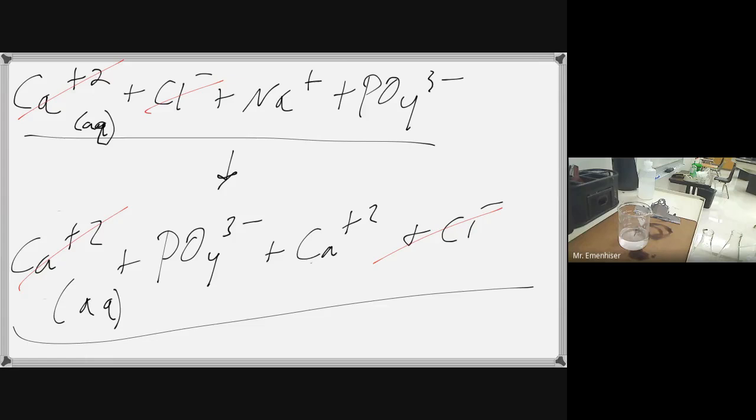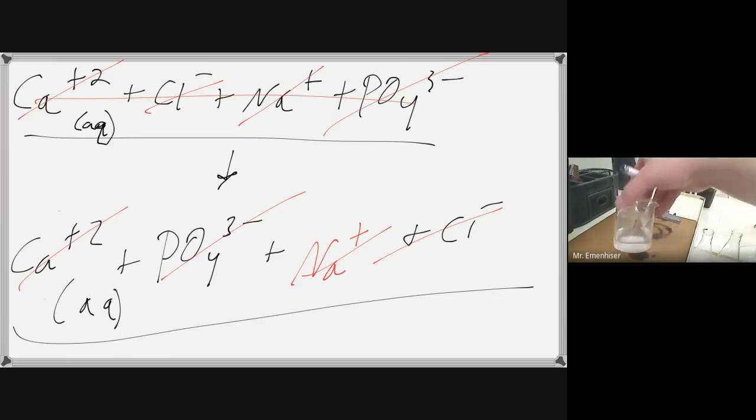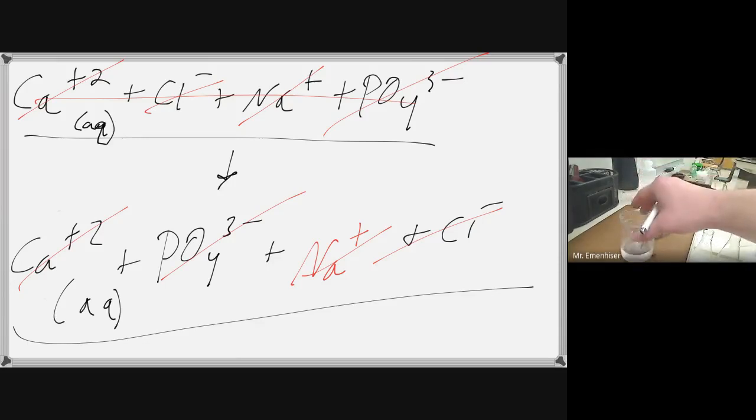Oh, did I write calcium twice? This should be sodium. So sodium will cancel with itself, phosphate. So everything cancels. No reaction. All aqueous before, all aqueous after, and so no reaction, no solid. And that's a double displacement reaction. They change places, but there's no reaction. So since no solid forms, we would say no reaction for that one. Awesome.